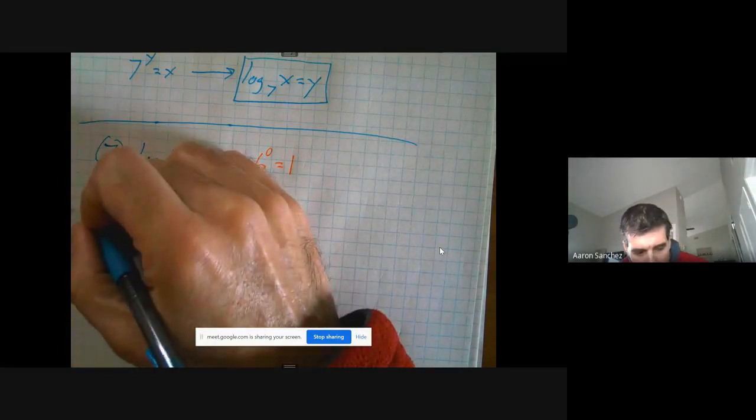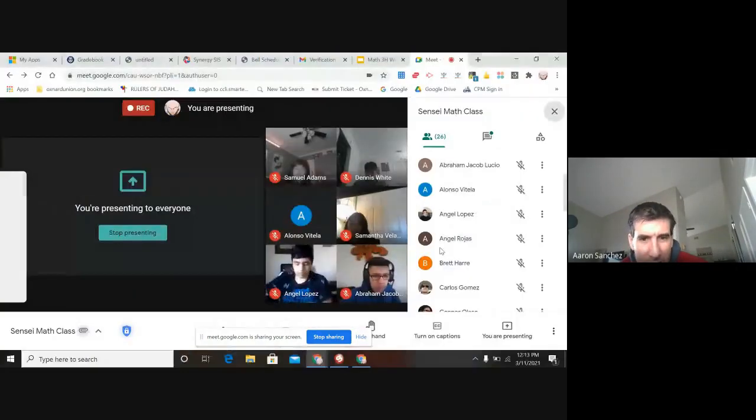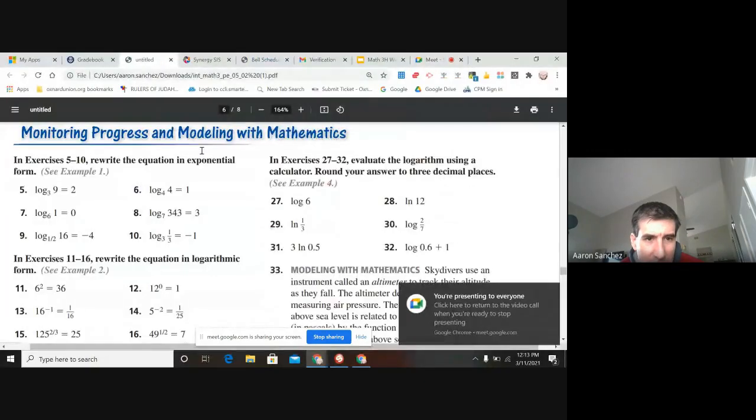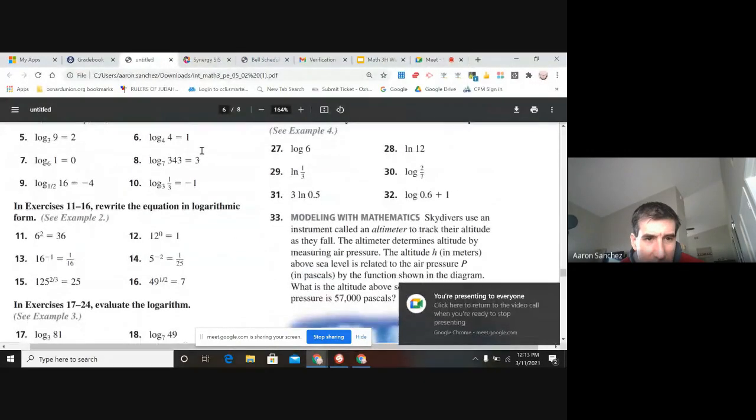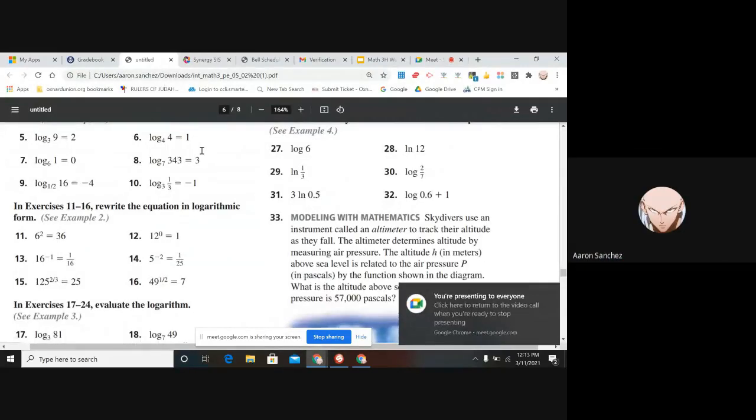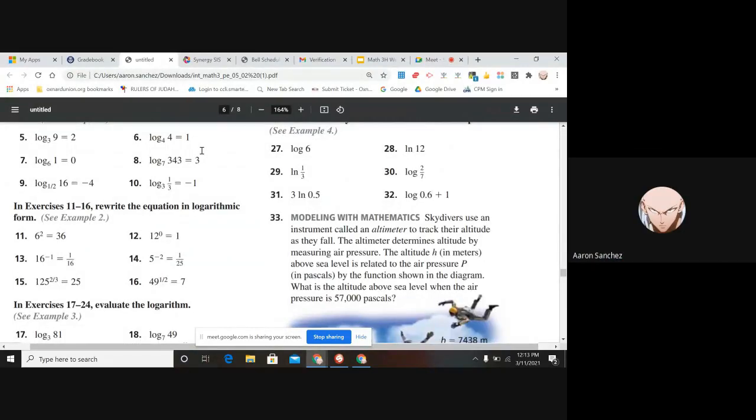So let's skip 9 and go to 11. Actually, do we need to do 11? 11 is kind of the same thing. So just do that for 11. I think, is 11 the same? No, 11 is different. Rewrite the equation. Now I've got to write in log form. Okay, so now they give an exponential form. 6 squared equals 36. Okay, so now let's write it in log form.